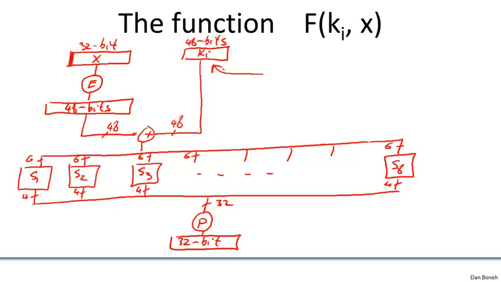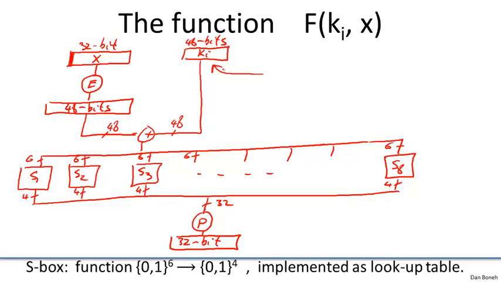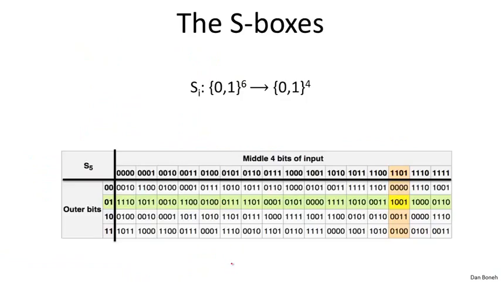Now, the only thing that's left to specify are these S boxes. So the S boxes literally are just functions from 6 bits to 4 bits, and they're just implemented as a lookup table, right? So describing a function from 6 bits to 4 bits basically amounts to writing the output of the function on all 2 to the 6 possible inputs. 2 to the 6 is 64, so we just have a table that literally contains 64 values, where each value is 4 bits.